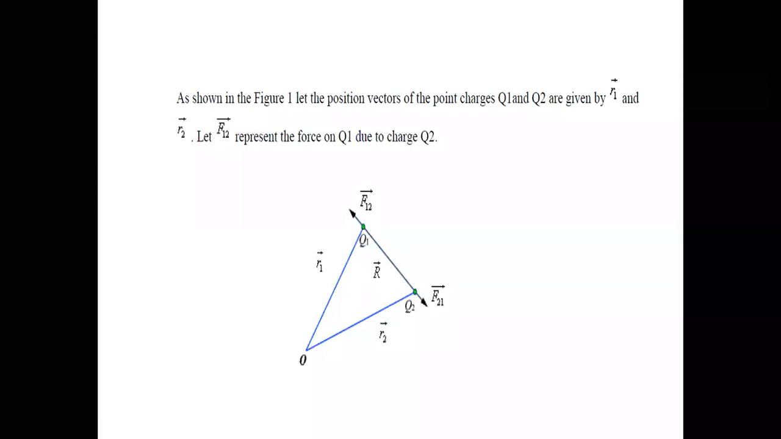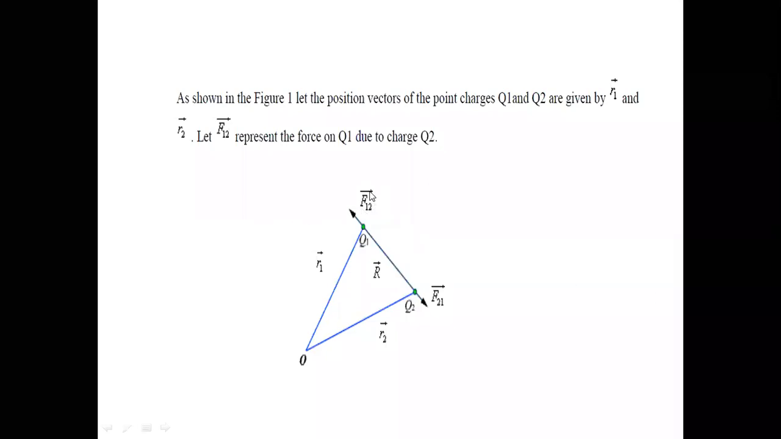So this is the generalized notation. Now F12 bar, where is it? F12 bar represents the force on which charge? On 1. First is the 1. So it is the force on charge Q1 due to Q2. All of you get it? So this is F12 bar.